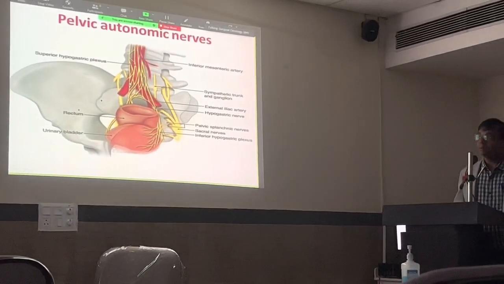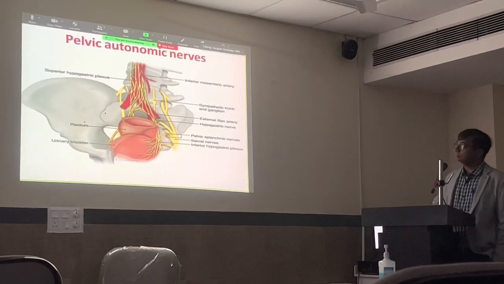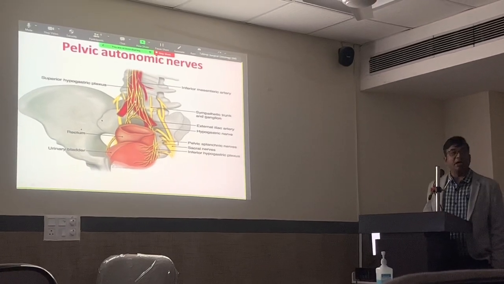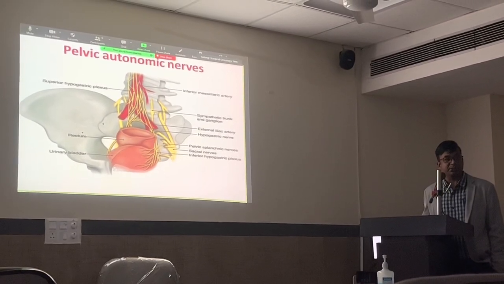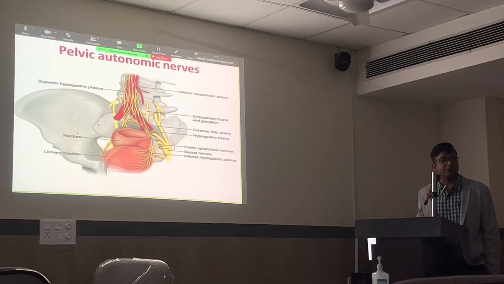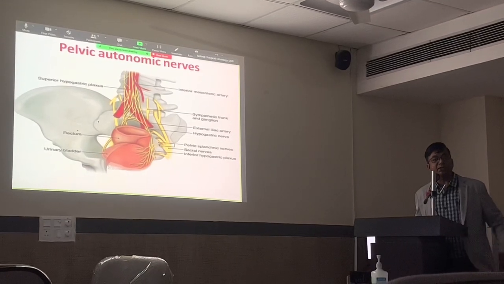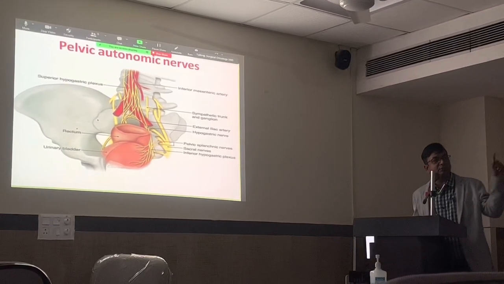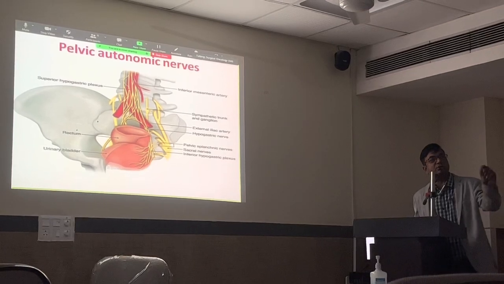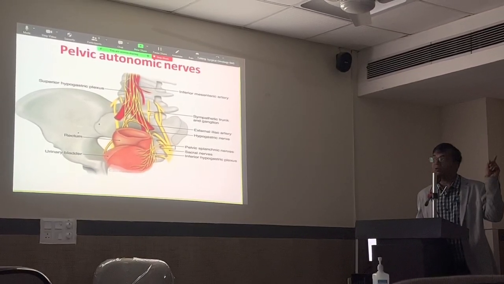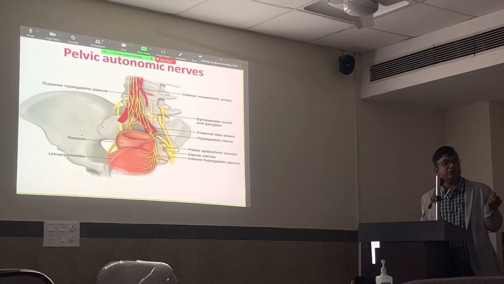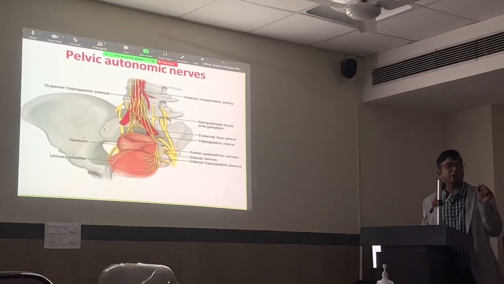Then come the pelvic autonomic nerves. If you have to give proper results to the patient, you have to decrease your complication rates. Most of the time the complications are related either to ureteric injury or to autonomic nerve injury. We have already talked about it; careful preservation of the autonomic nerves is also important.